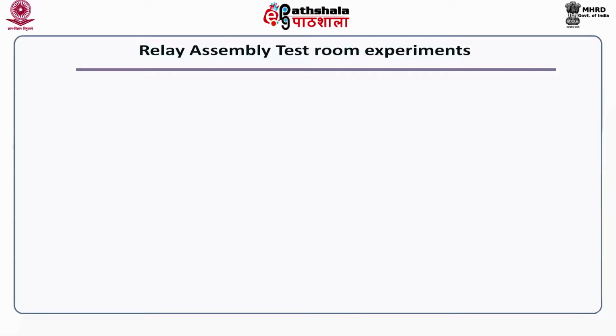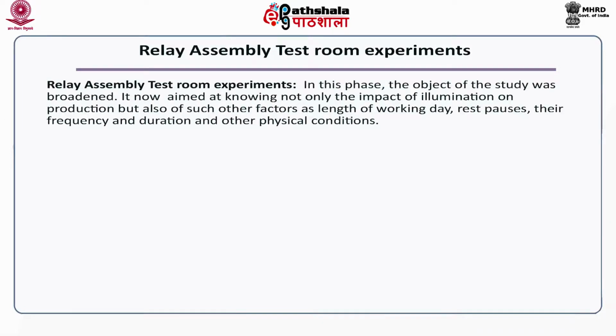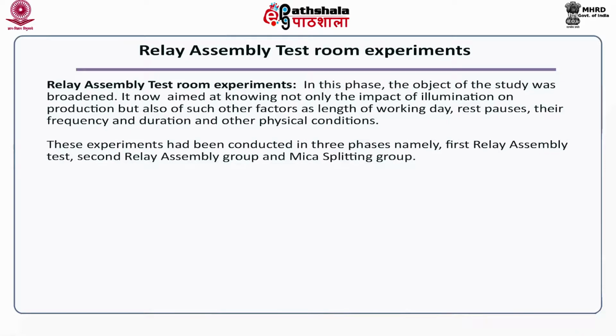Relay assembly test room experiments. In this phase, the object of the study was broadened. It now aimed at knowing not only the impact of illumination on production, but also of other factors such as length of working day, rest pauses, their frequency and duration, and other physical conditions. These experiments were conducted in 3 phases, namely the first relay assembly test, the second relay assembly group, and the mica splitting group.